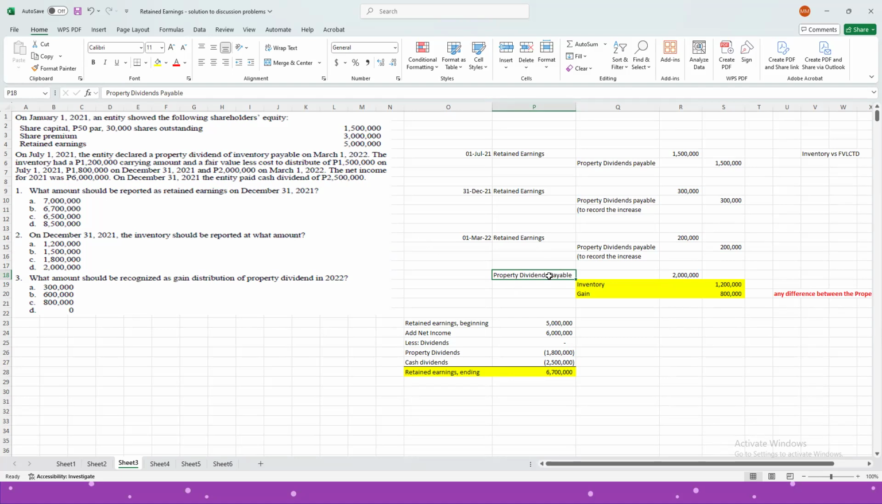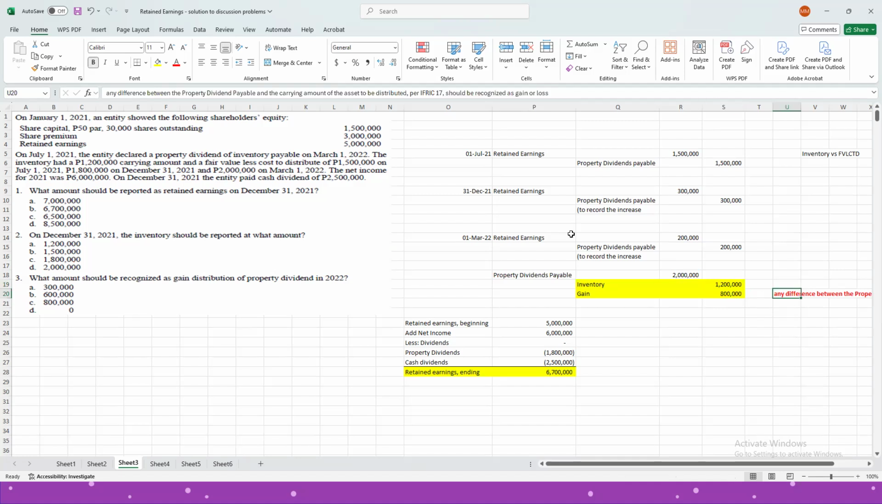No? So debit property dividends payable, that's 2 million. Paano na-compute yung 2 million? Well, this is the fair value, no? At March 1, 2022. So that's 2 million. How much is the inventory again? The book value of the inventory is 1,200,000. So therefore, in this case, we have to recognize a gain.